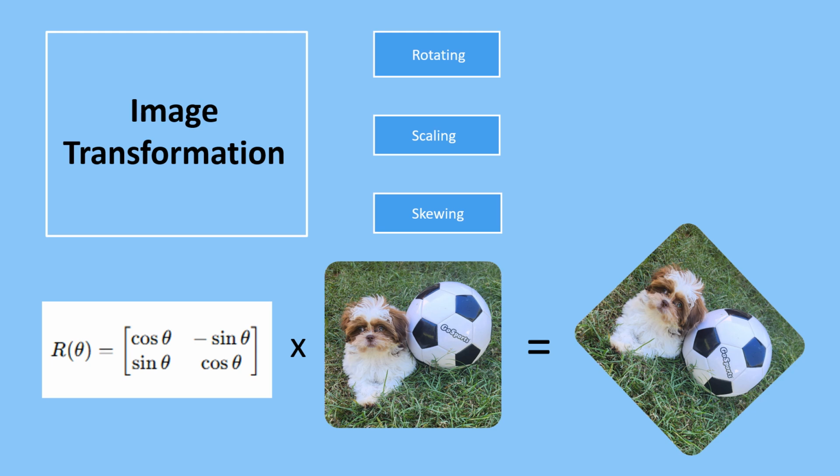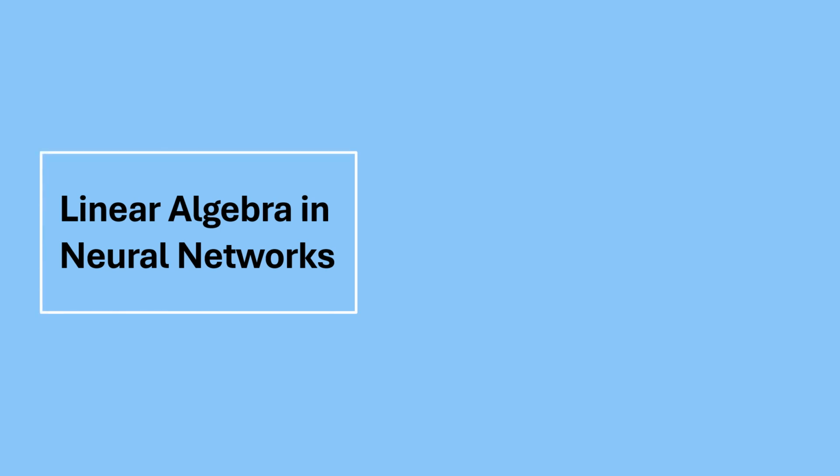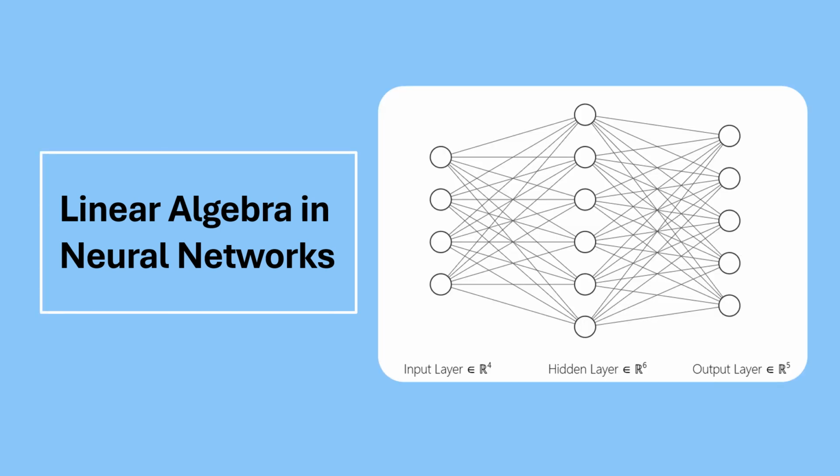It is a fundamental concept in fields like computer vision, where images are processed and transformed for tasks like object detection and recognition. Finally, linear algebra powers neural networks, one of the most transformative technologies in artificial intelligence. Neural networks rely on matrix operations to process data. Each connection in the network represents a weight, and these weights are organized in matrices. As the data moves through the network layers, these matrices transform the inputs into meaningful outputs.